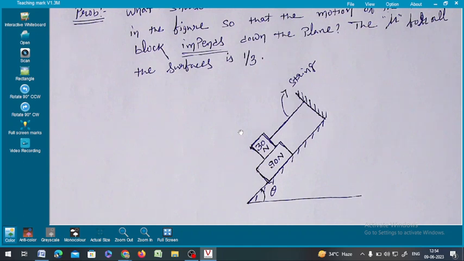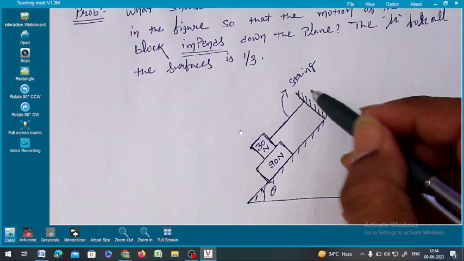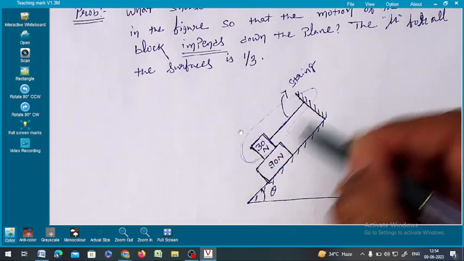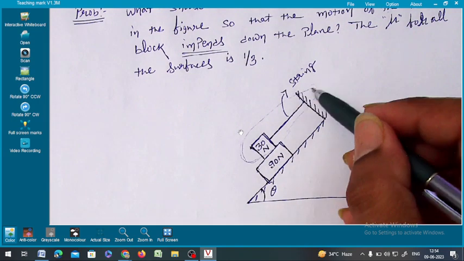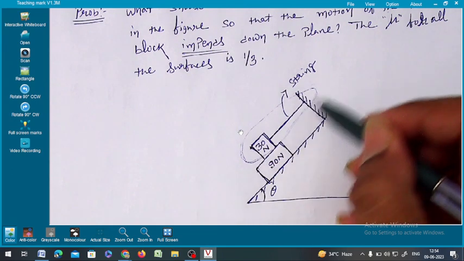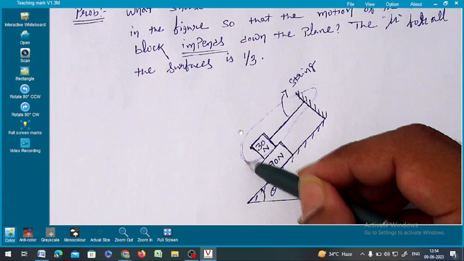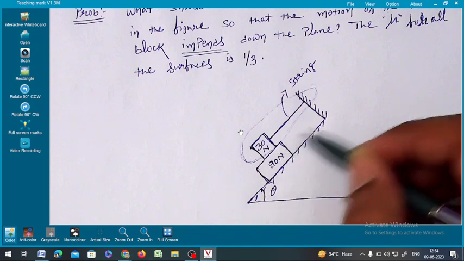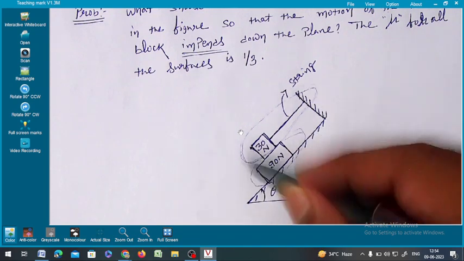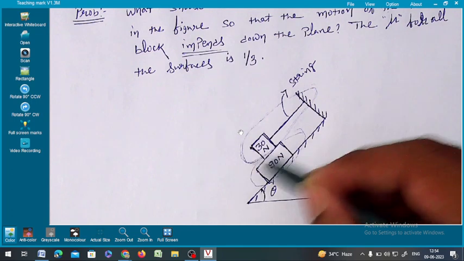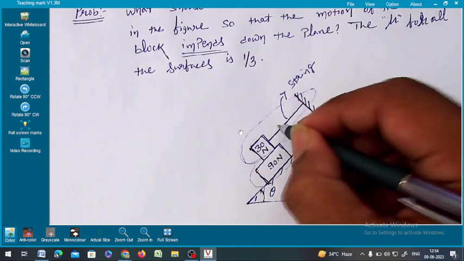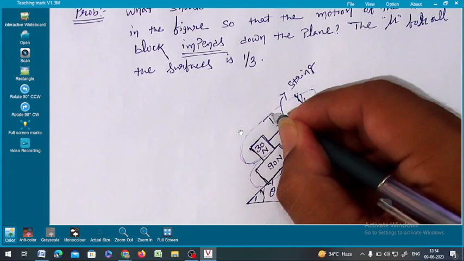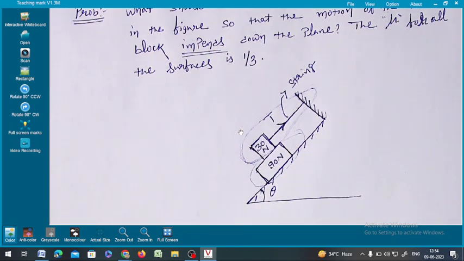Now one question, how many free body diagrams will be there? There are how many bodies here? Two bodies, so two free body diagrams. One is for 90 Newton, the other is for 30 Newton. But when you consider the free body diagram of 30 Newton, for the string there will be a force. Which force will be there? Tensile force. You take it as T. I'm giving you the hint. Clear?